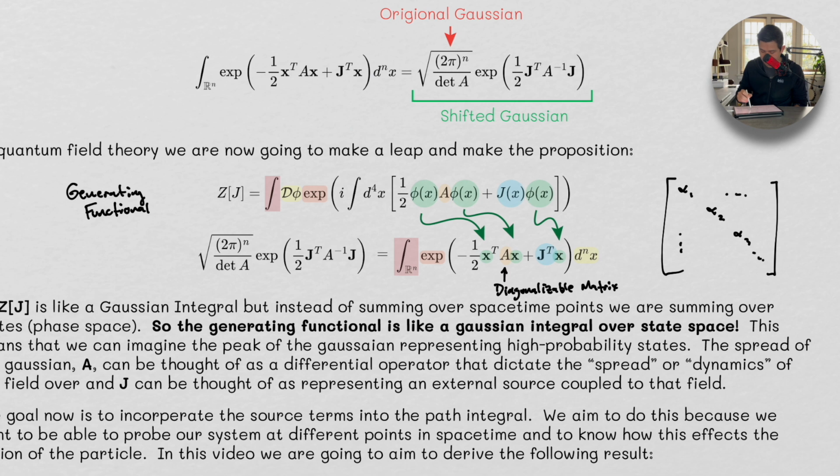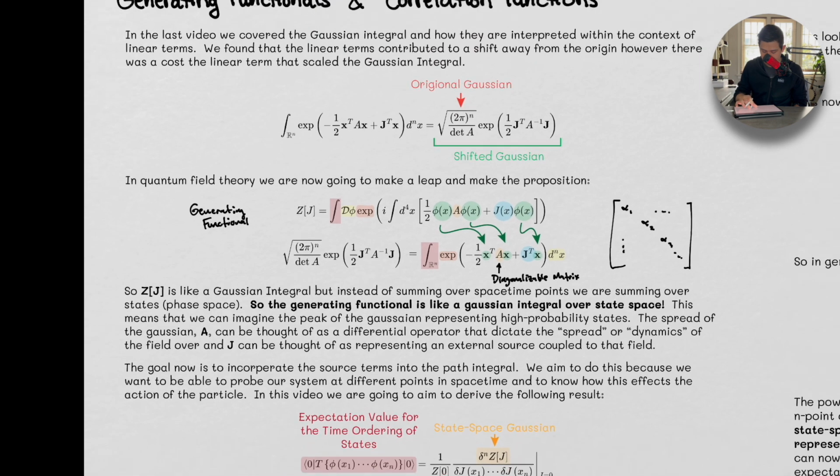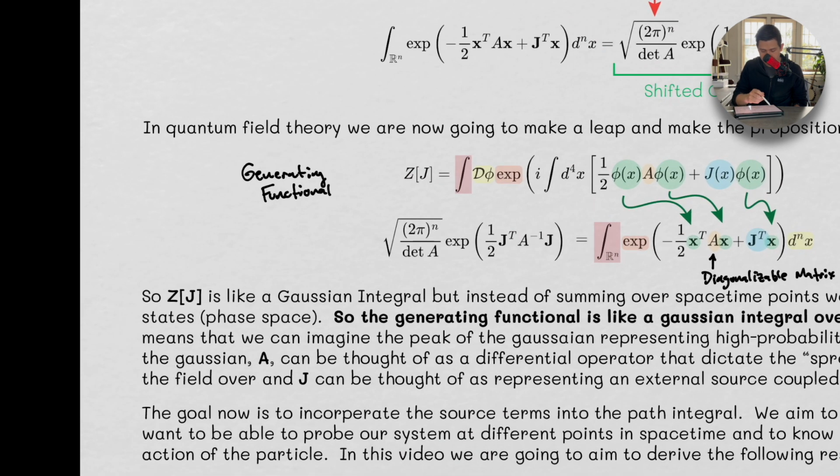So this here we're defining to be our Gaussian, right? This is our Gaussian, which is right here, and this takes a very similar form. We have our J terms, we have our fields, and then we have A, which is our diagonalizable matrix. So our generating functional is really just a Gaussian integral.